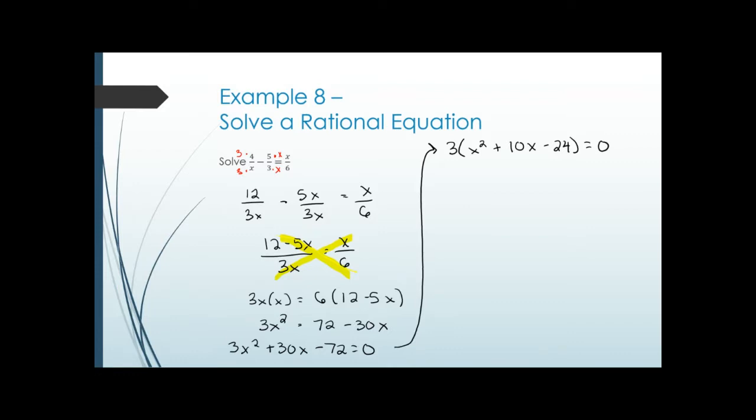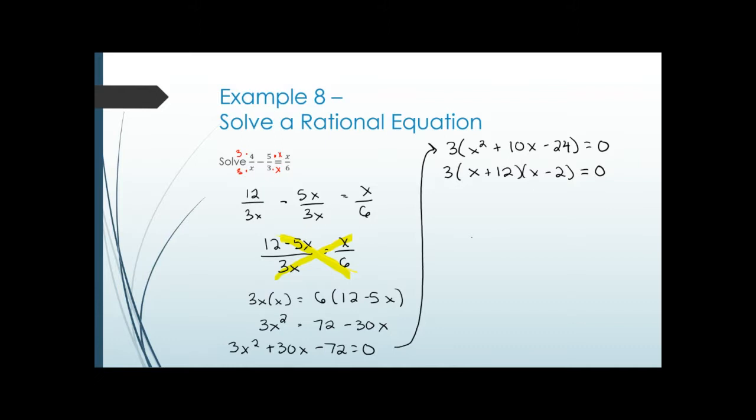So x squared plus 10x minus 24, this is factorable. So I'm going to factor this. So this factors to x plus 12, x minus 2. 12 times negative 2 gets you negative 24. 12 minus 2 gets you that positive 10.